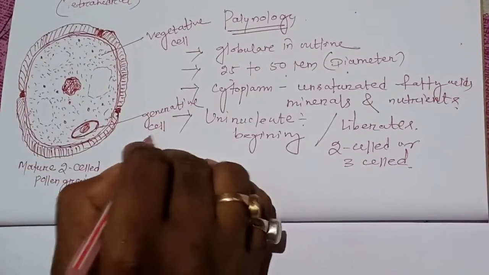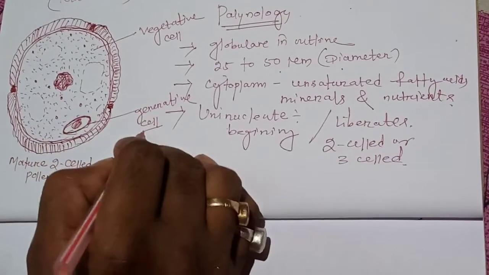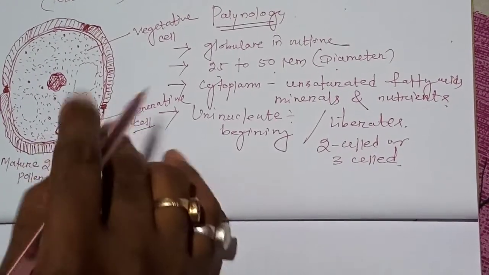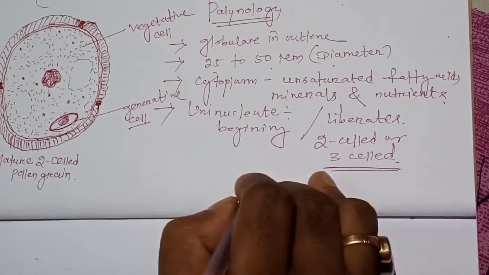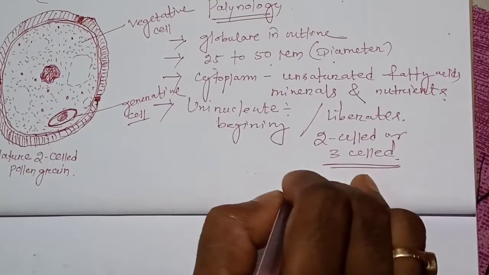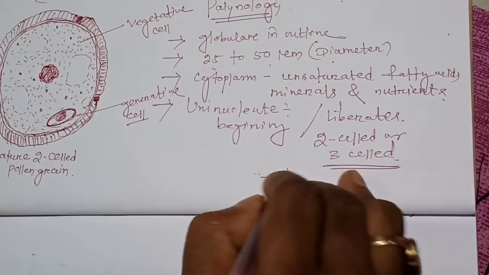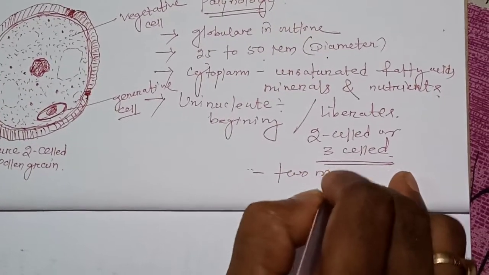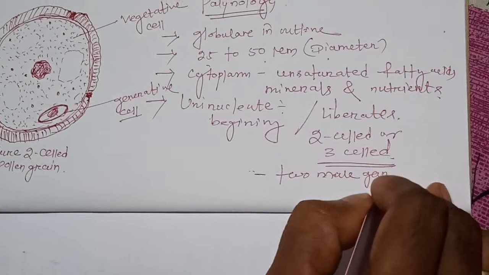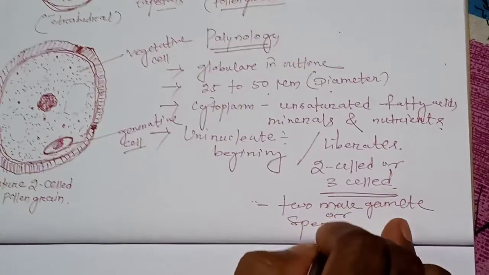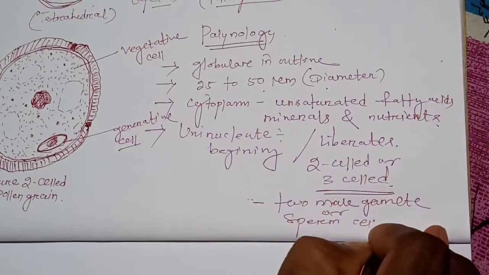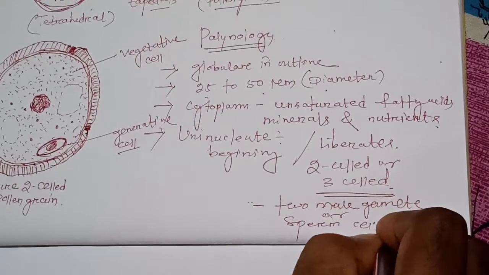In the three-celled stage, the nucleus of the generative cell again divides mitotically to form two male gametes, or sperm cells.